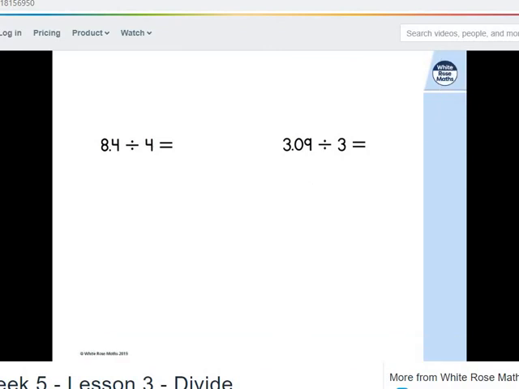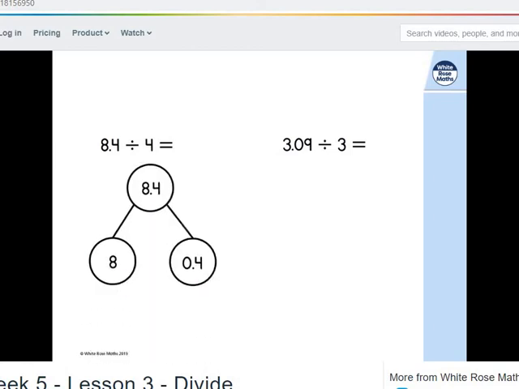Okay, let's think of a different way of doing this then. We've got 8.4 divided by 4 and 3.09 divided by 3. Well, if I think about partitioning those numbers, both of those can be divided by 4. 8 divided by 4, we know, is 2. And 0.4 divided by 4, what would that be? Well, 4 ones divided by 4 would be 1 one. So 4 tenths divided by 4 would be 1/10, or 0.1, which gives us 2.1.